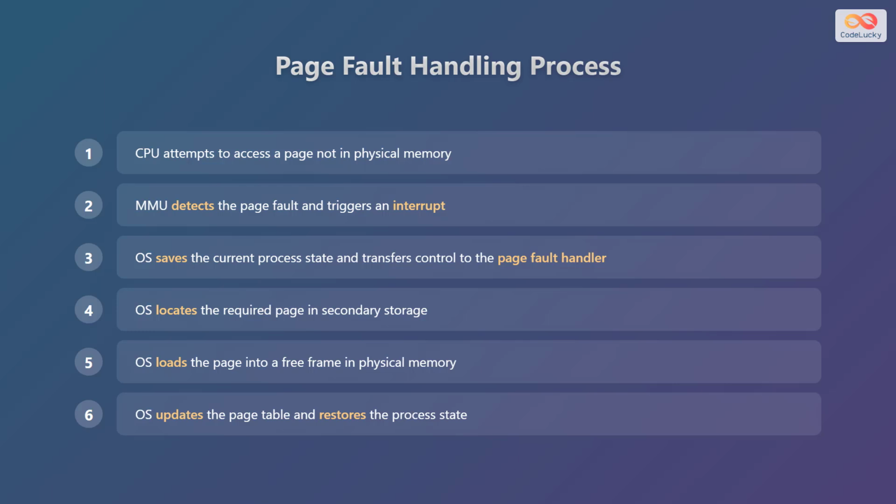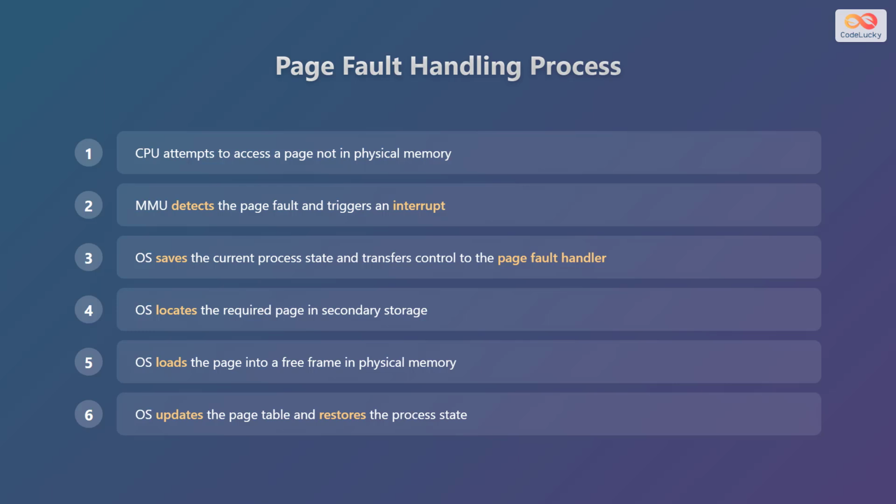Let's see the step-by-step process that happens behind the scenes when a page fault occurs. The first step is that the central processing unit or CPU attempts to access a page that is not in the physical memory. In the next step, the memory management unit or MMU detects the page fault and triggers an interrupt to alert the operating system. The operating system then saves the current state of the process that caused the fault and transfers control to a special routine called the page fault handler.